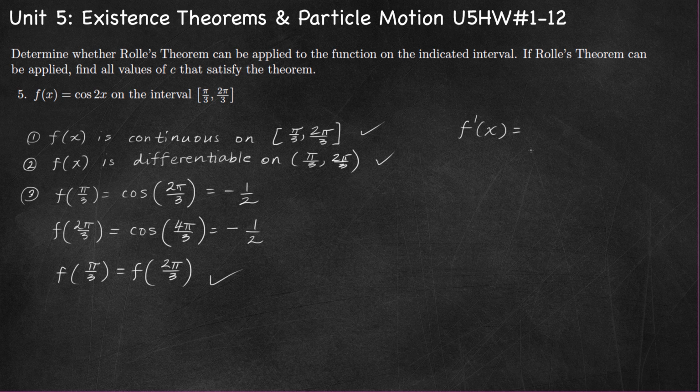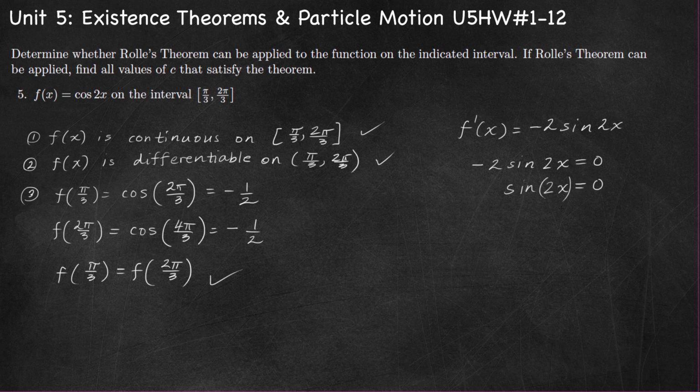We need chain rule to take this derivative. The derivative of cosine stuff is negative sine stuff times the derivative of the stuff. So negative sine 2x times the derivative of 2x, or negative 2 sine 2x. Now we're going to set our derivative equal to 0 and solve. We can divide both sides by negative 2. We get sine of 2x equals 0.